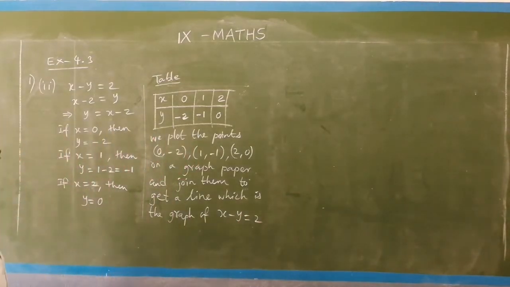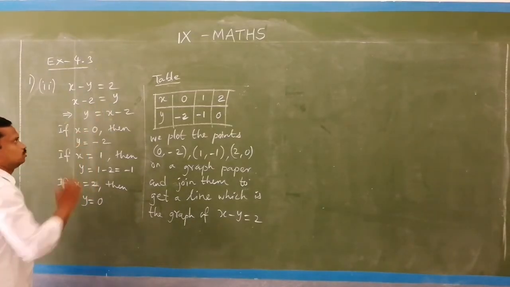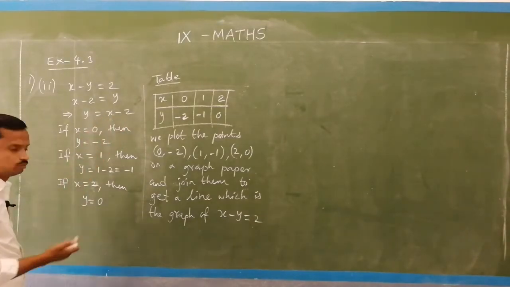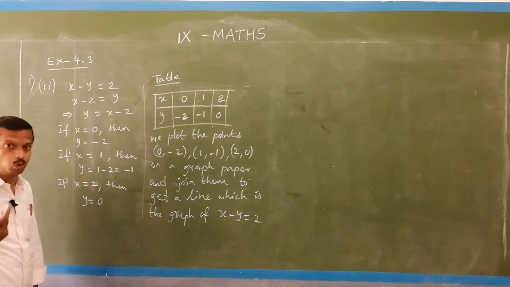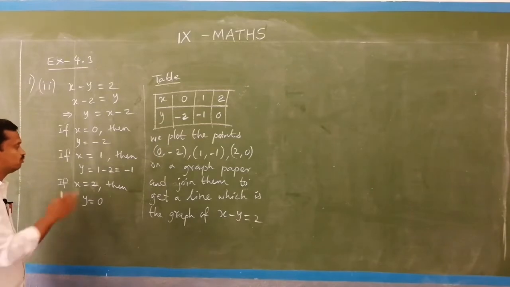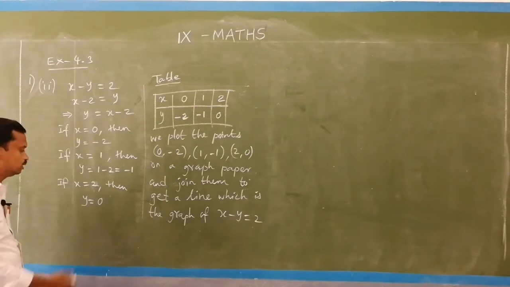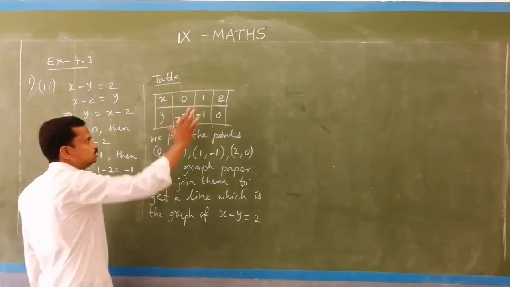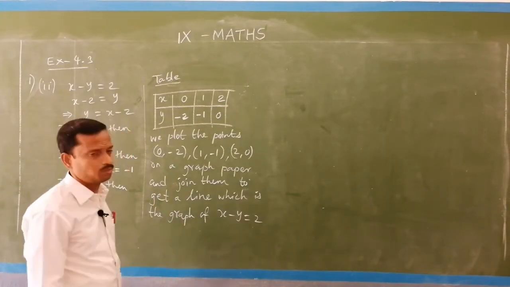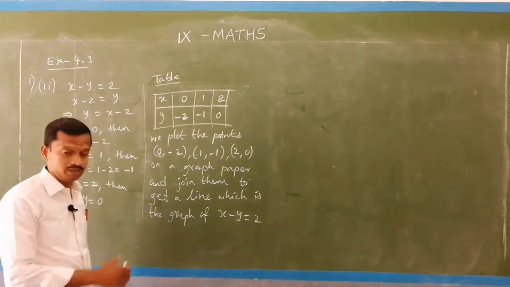So, what we did? First of all, you have to express y in terms of x. This adjustment you should be very clear. So, y equal to x minus 2, and you have to assume some values for x to get y. So, we got x equal to 0 means y equal to minus 2, and if x equal to 1, then we get y is minus 1, and if x equal to 2, we get y equal to 0, and then draw a table like this, and then we plot the points and join them to get a line which is the graph of the given linear equation, that is x minus y equal to 2.